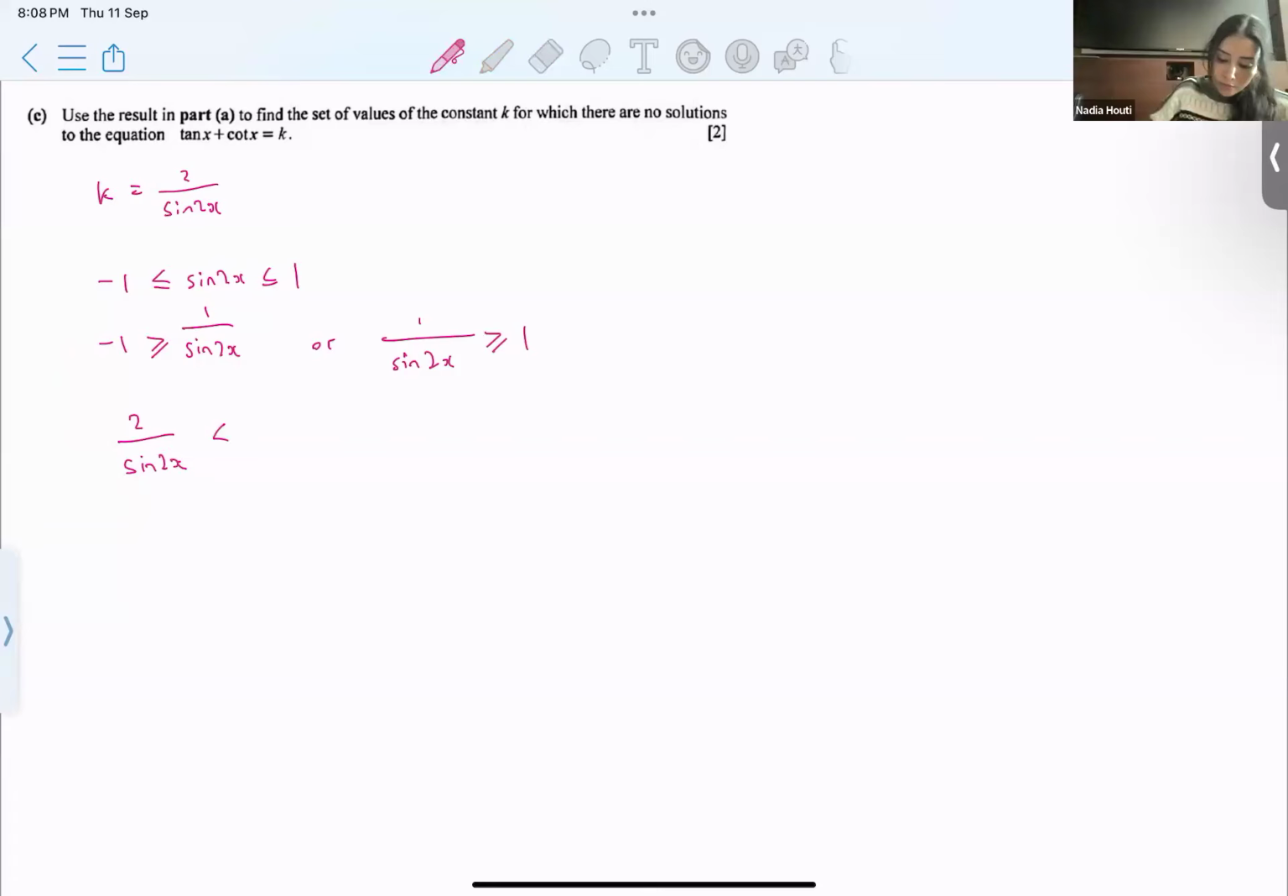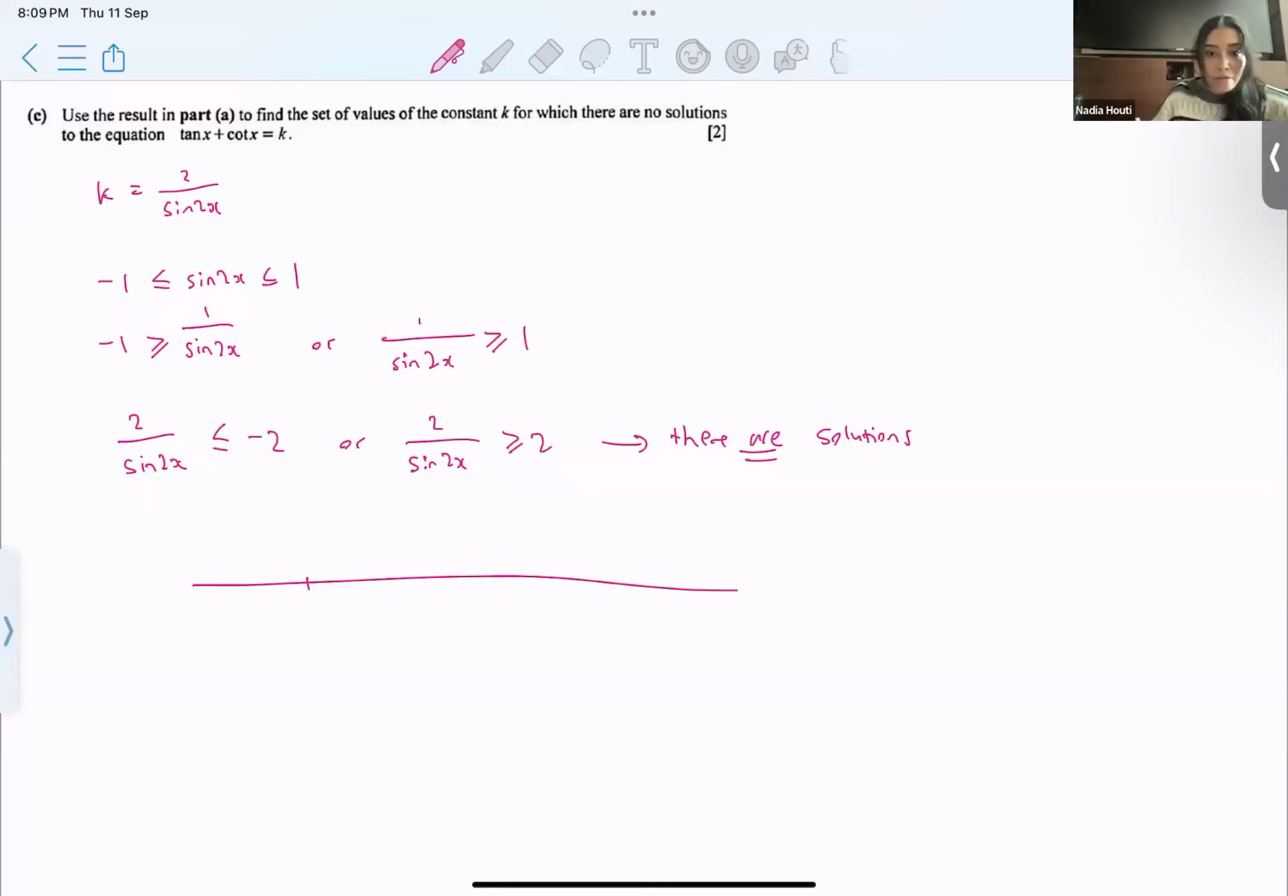So it will be less than or equal to -2, or, again, we multiply this one by 2, greater than or equal to 2. Remember, these are the ranges for which there are solutions. But the question wants to know for what range there won't be any solutions. So let me make it clearer by drawing out on a number line what this looks like. Why did I write them as two separate inequalities, you might be wondering? At this stage it was one combined inequality, but now I cannot combine them into one connected range anymore, and this is why.